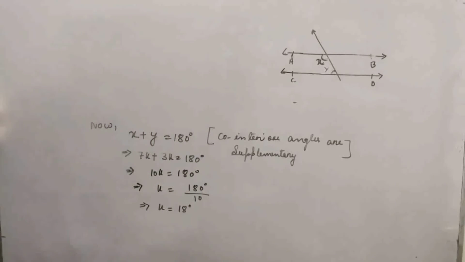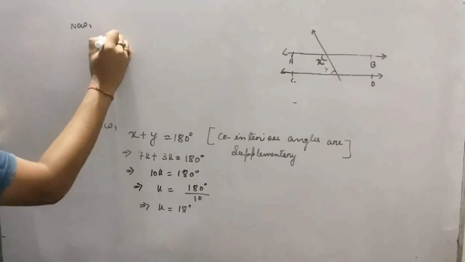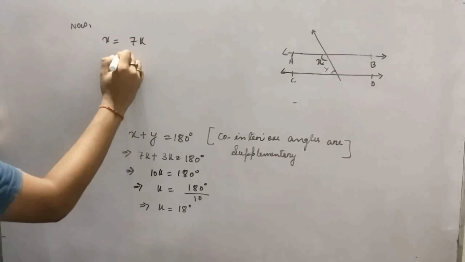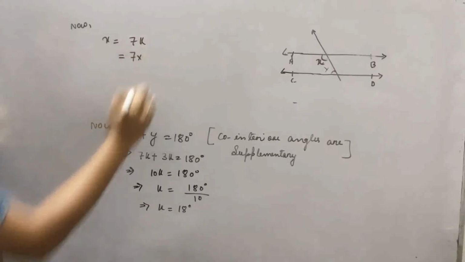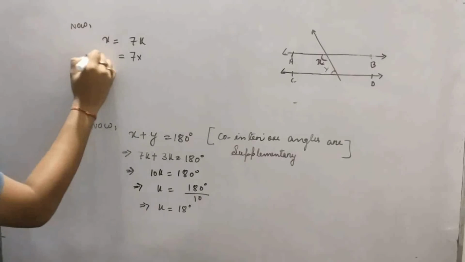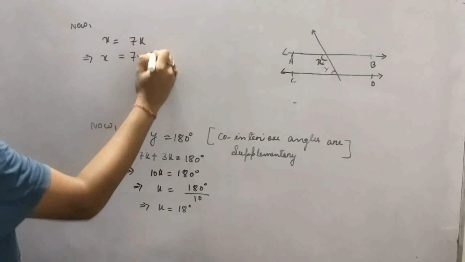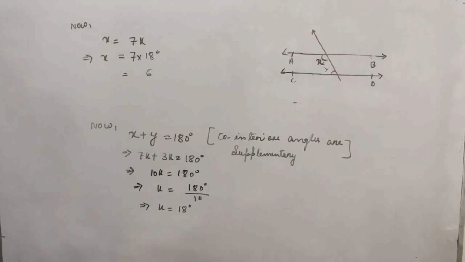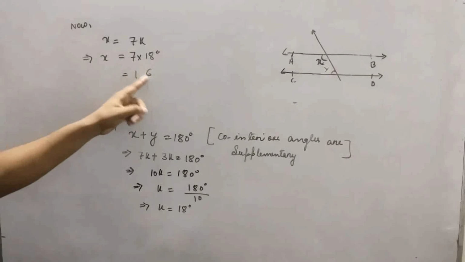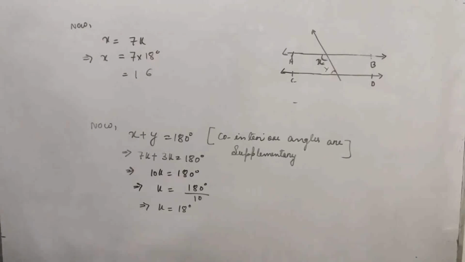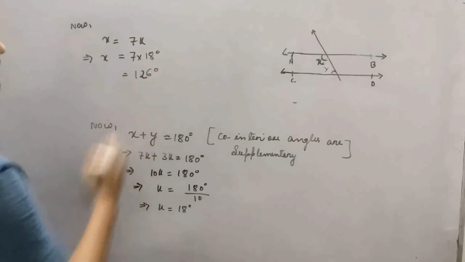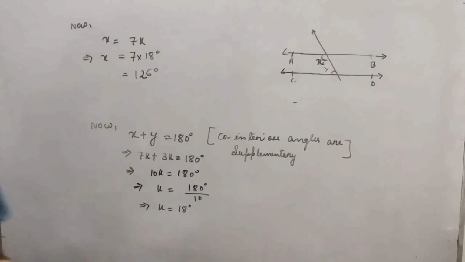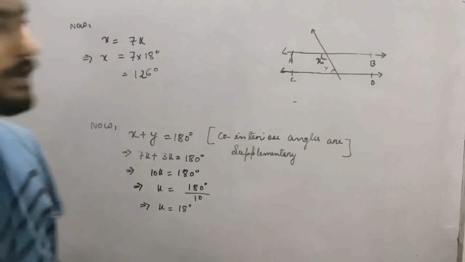So from here, what value do I need? I need the value of x. So now x was equal to 7k, which is equal to 7 into 18 degree, which implies x will be equal to 7 into 18 degree. What is 18 times 7? 7 eights are 56, 5 carry, 126 degree. Okay, 18 times 7 is 126. So what is the value of x? The value of x is 126 degree. So this way you have to find.